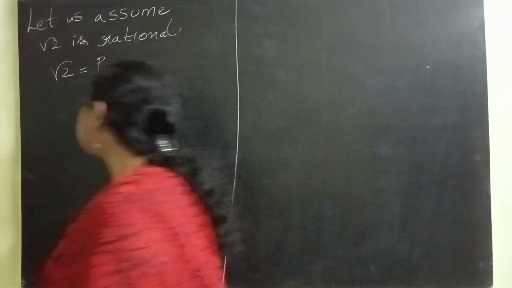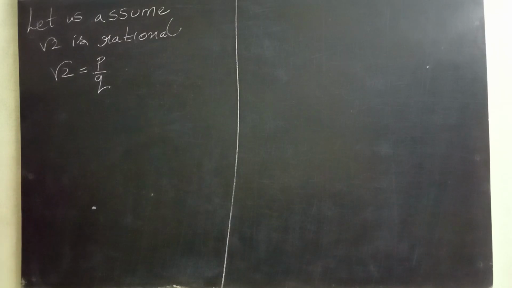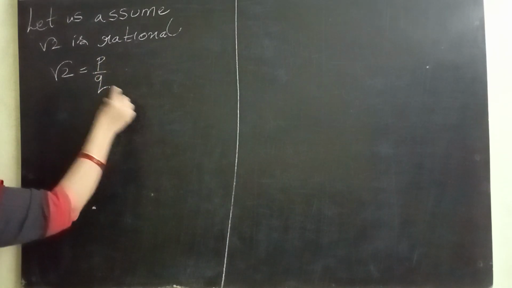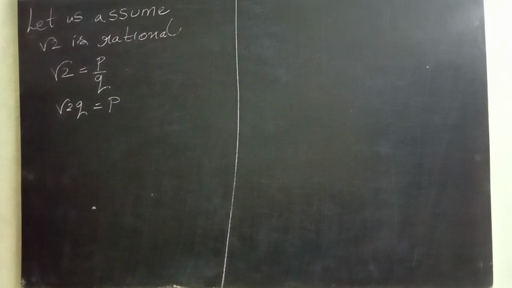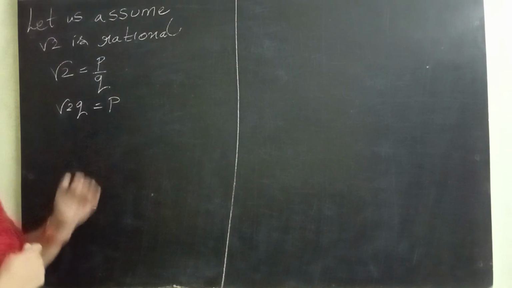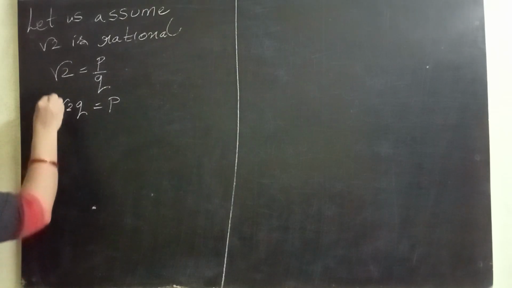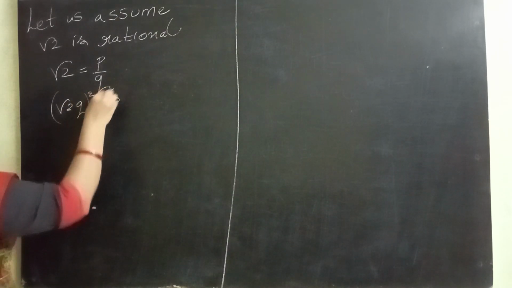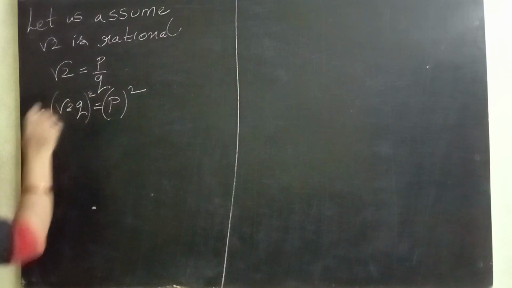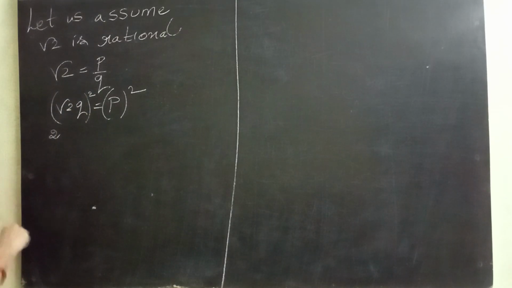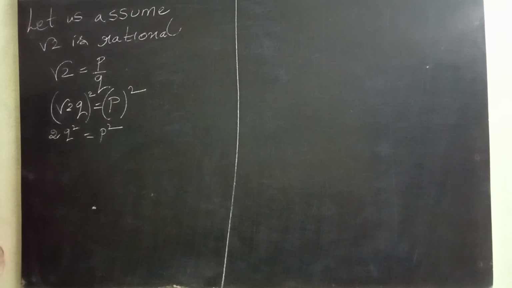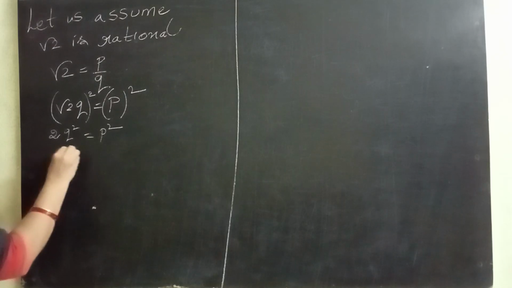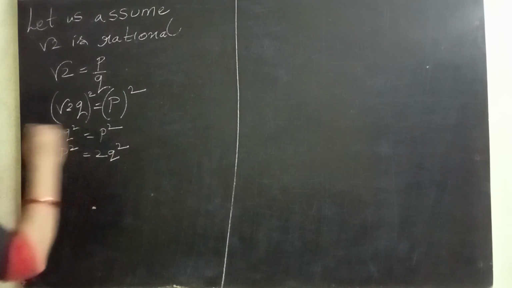Here q I am transposing to this side. Here division is going on, so I am taking it to this side. Root 2 q is equal to p. Squaring on both sides, root 2 squared by squaring you will get 2. So 2q square is equal to p square. So here you got p square is equal to 2q square.